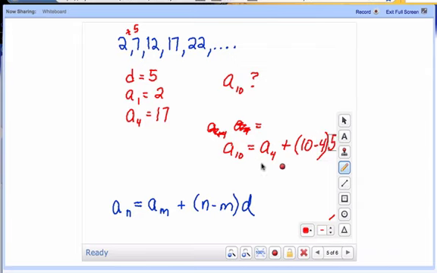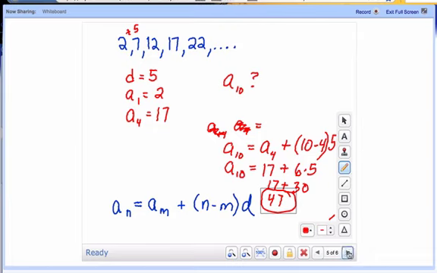D is 5. Okay, now I don't know what A sub 10 is, that's what I'm trying to find, but I'm going to replace the A sub 4 with 17. And then 10 minus 4 is 6, 6 times 5. So we're just going to simplify this now, that's 30 plus 17, and that's 47. So what that means is the 10th term, the 10th value in this pattern, is going to be 47.